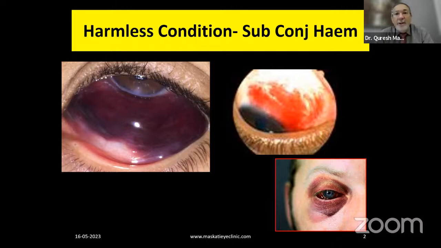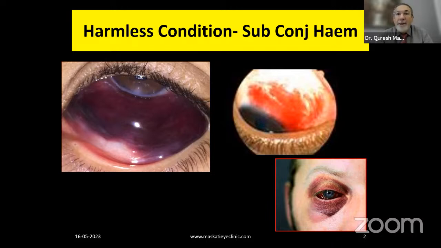You don't have to give anything. If you want to give something, you can give vitamin C tablets. No need for any eye drops. It takes about 10 to 15 days for the hemorrhage to get absorbed. Sometimes it could be crimson like this. Sometimes it could be orangish red, as you can see in the middle picture, where the other part of the eye is white. So it's just a blood clot which can occur without an injury.